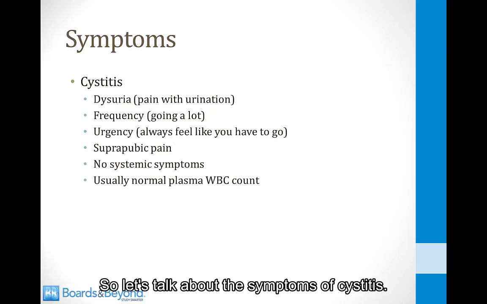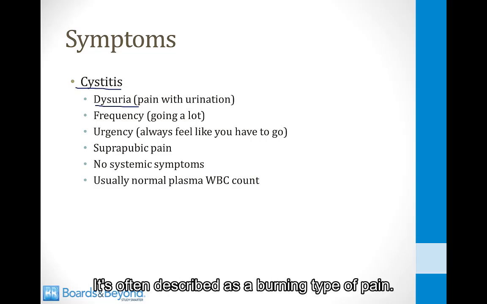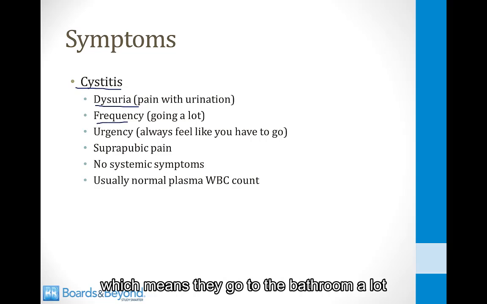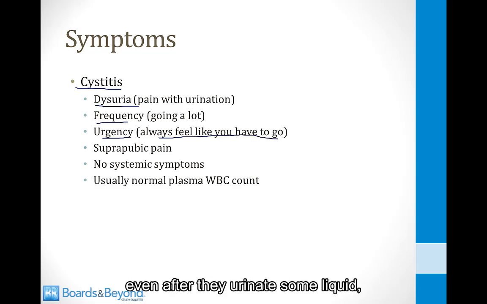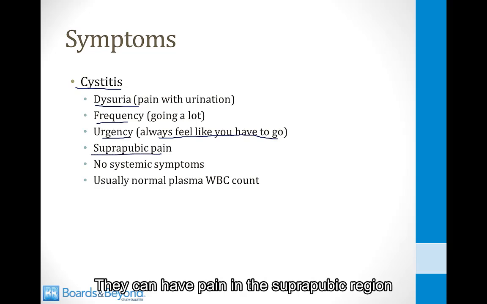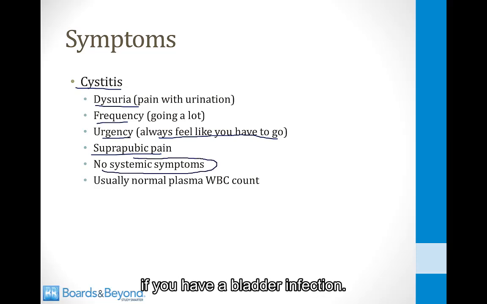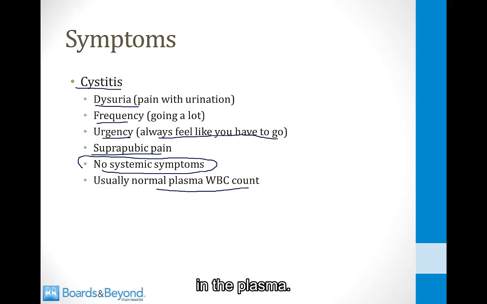So let's talk about the symptoms of cystitis. Patients with a bladder infection often complain of dysuria, and this is pain with urination. It's often described as a burning type of pain. They also complain of frequency, which means they go to the bathroom a lot, and also urgency, which means they always feel like they have to go. Even after they urinate some liquid, they still feel like they have to go. They can have pain in the suprapubic region, and importantly, there are usually no systemic symptoms if you have a bladder infection, so no fevers, chills, or sweats. And usually there's a normal white blood cell count in the plasma.